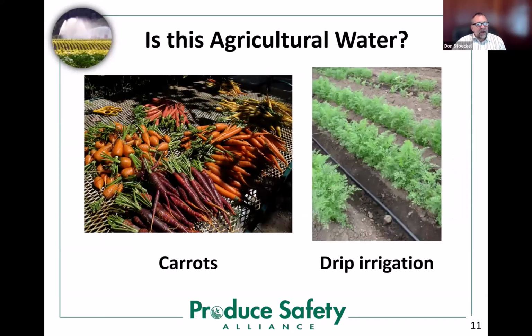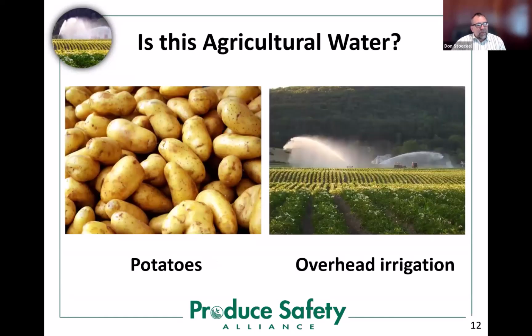This scenario with carrots and drip irrigation makes the point that it doesn't have to be overhead or foliar application to contact the harvestable crop and be agricultural water. The next one is to make the point about excluded produce, because potatoes are on the rarely consumed raw list. Even though it's overhead irrigation, it's not agricultural water.